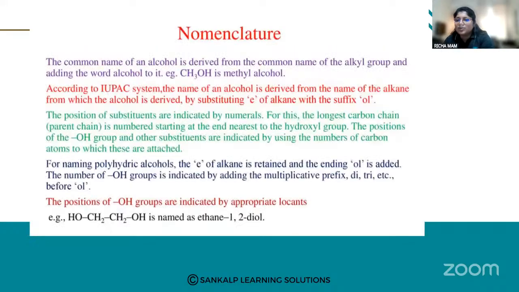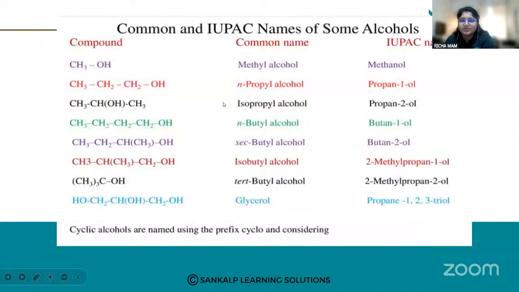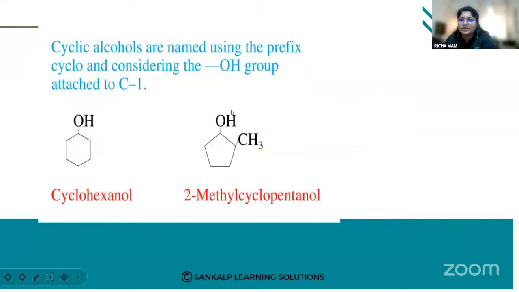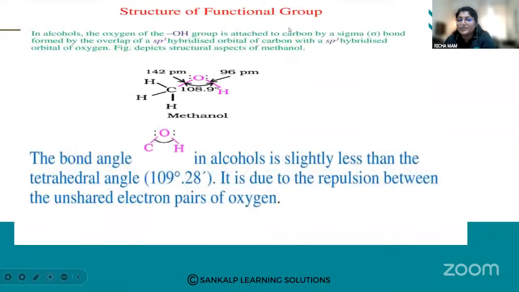Then we have seen the nomenclature, how to name the alcohols as well as the phenols, right? So we discussed the common name, how to give the common name, and the IUPAC nomenclature. Then we saw the functional group, the structure of the functional group with respect to the alcohols as well as the phenols, right?